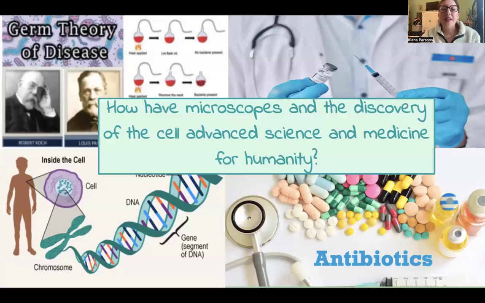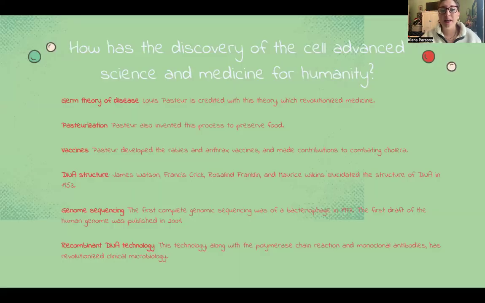So, how have microscopes and the discovery of the cell advanced science and medicine for humanity? So, microscopes were a technological innovation as they improved and could see smaller things. Humans could see smaller things. People that had theorized that there were such things as cells finally had proof and they could see the cell. And how has this advanced science and medicine for humanity? These are just some examples.